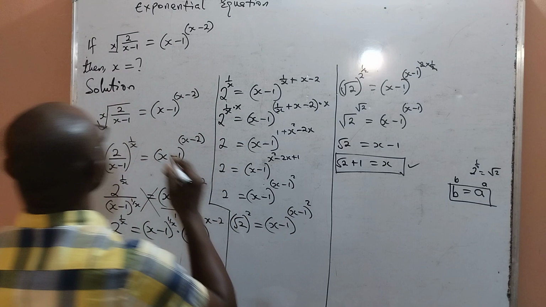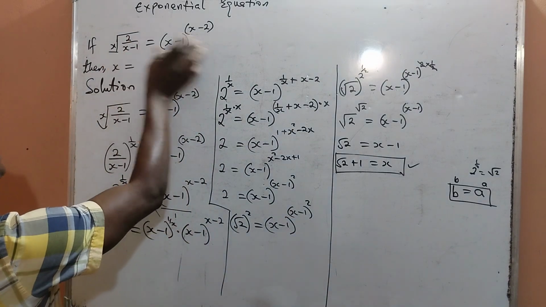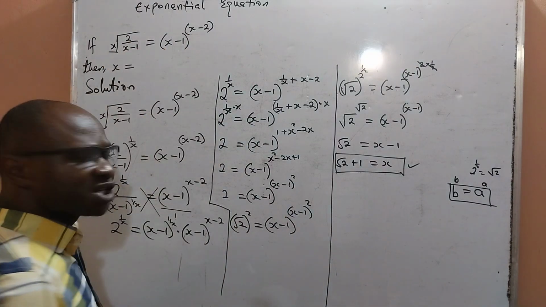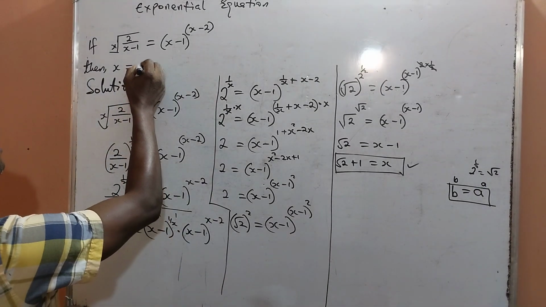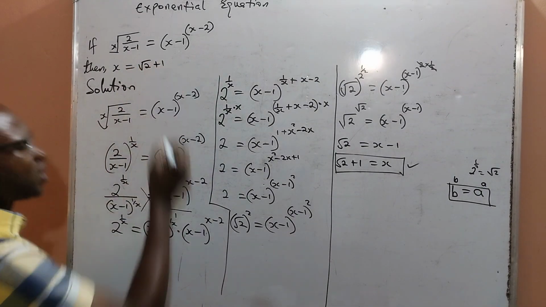So in conclusion, we can now say that the value of x in the exponential equation that we are given is the square root of 2 plus 1.